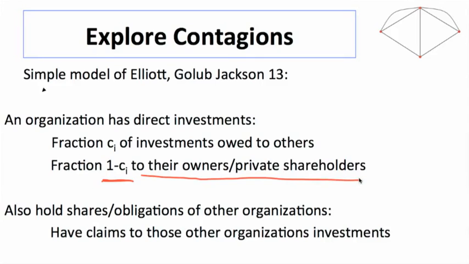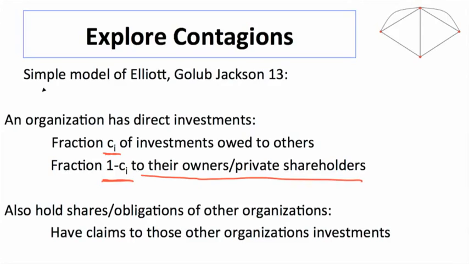So there's some amount which it has claims to, which it owns directly. And then there's some amount, C_i, of the investments which are actually owed to others. So this could be debt it has issued or equity held by other organizations. These are obligations it has to make payments to other organizations. It could be debt, it could be equity, it could be some sort of promise to make payments. We're going to keep that very simple in this setting and just treat it as a claim on the investment income that a given organization holds.